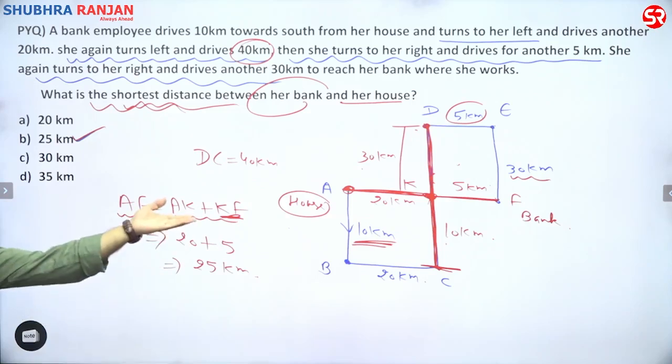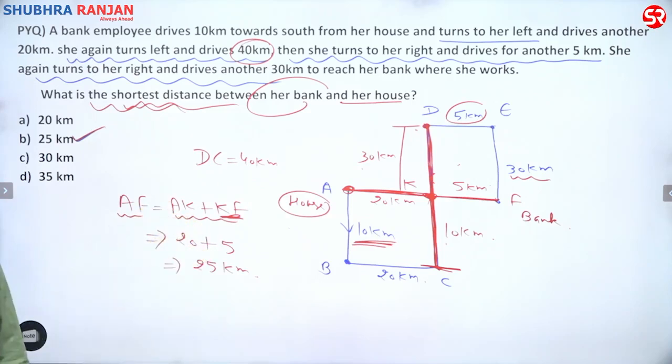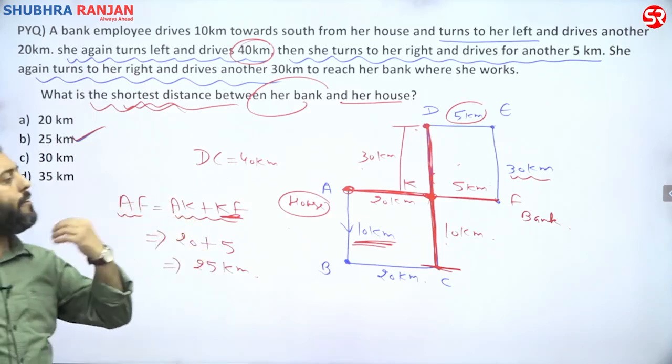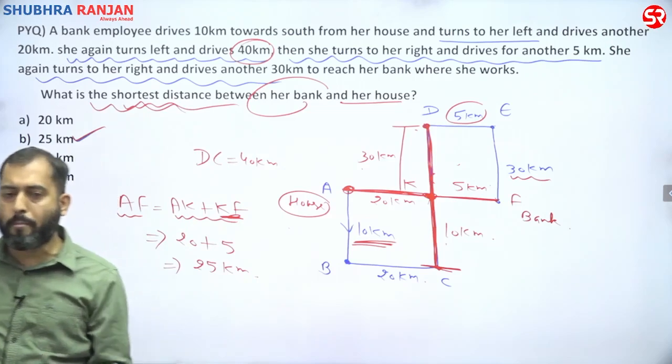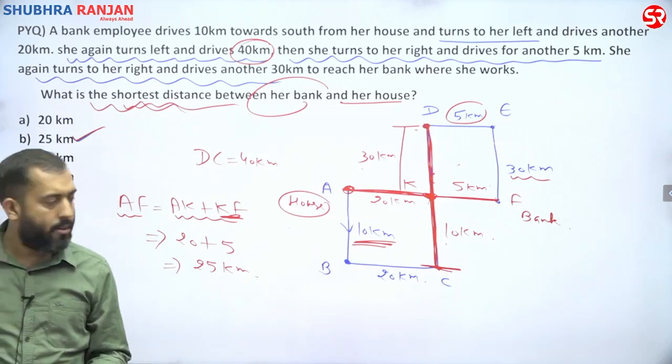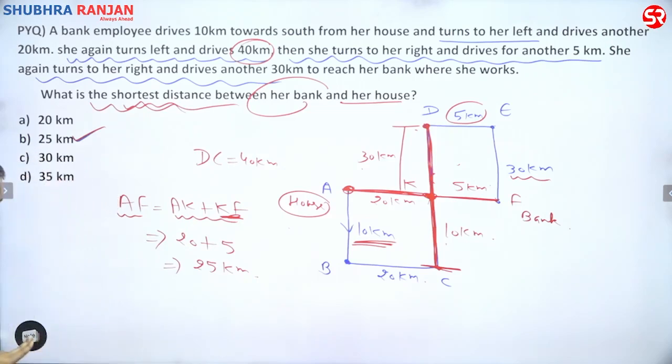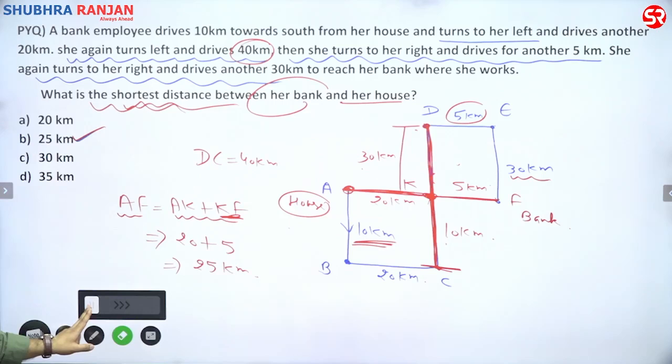So the construction is important here. In these questions you will find triangles, rectangles, squares, rhombus and all. Can I erase it now? Yes.